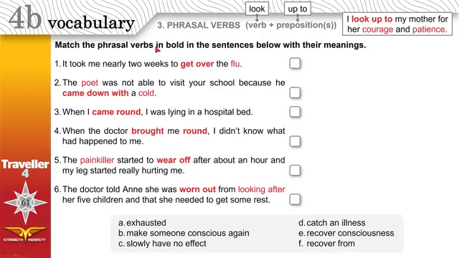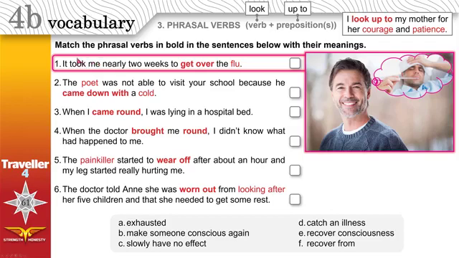Now, match the phrasal verbs in bold in the sentences below with their meanings. The meanings are right here. 1. It took me 2 weeks. I needed 2 weeks to get over the flu. Flu is an illness that gives you a sore throat, it makes you cough, and it makes you very tired and sneeze. When you get over an illness, that means you recover from an illness. What's the meaning of recover from? It means get over. The same thing. It means you get better. You become yourself. You become healthy again.